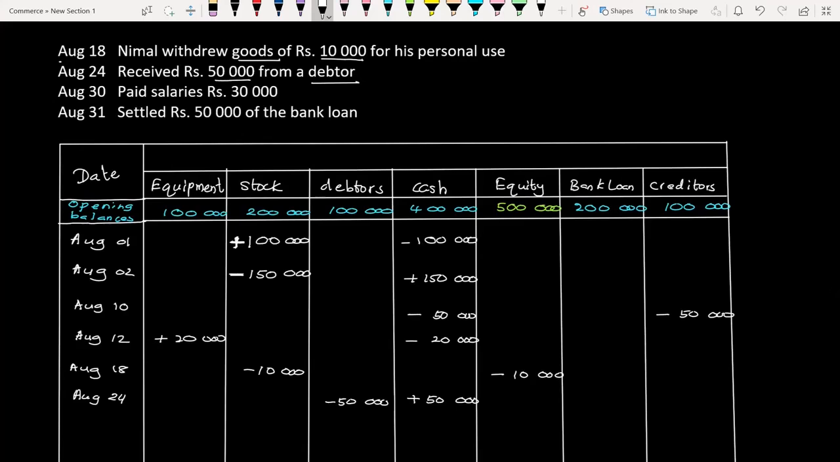And the next transaction happened on 30th of August. So what is it? Paid salaries. Paying salaries means it's an expense. So we know that expenses lead to decrease equity. So equity reduces by 30,000. And to do a payment, the business has to make a cash payment. So cash of the business decreases by 30,000.